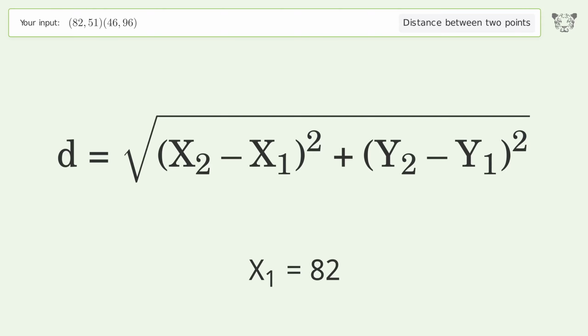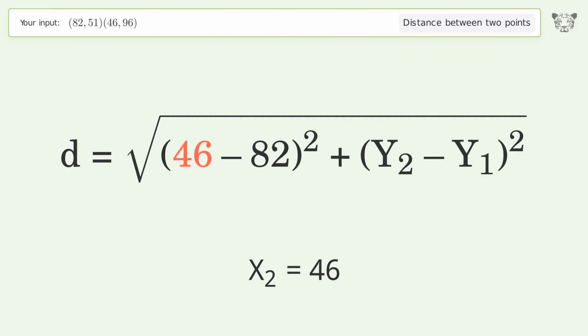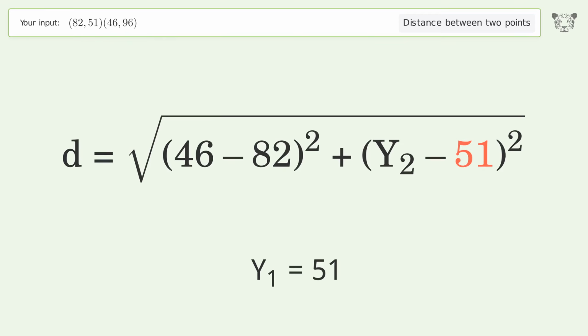x1 equals 82. x2 equals 46. y1 equals 51. y2 equals 96.